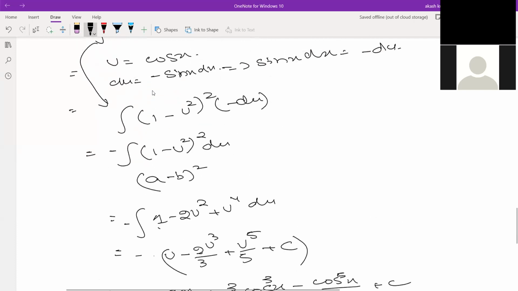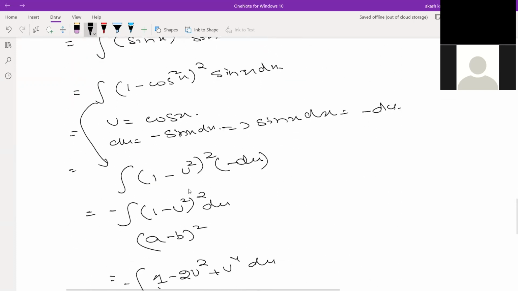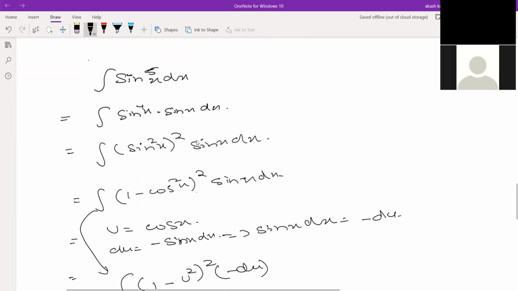Even if I have odd functions, I can break them down in this form and apply the u substitution easily, and can apply this formula 1 minus cos square x, if I have only odd powers. If you have the power of even functions, it's better to apply the double angle identities on the sine x or cos x.